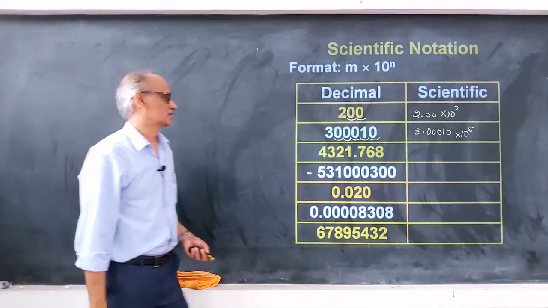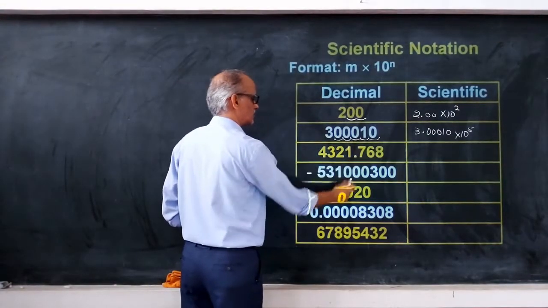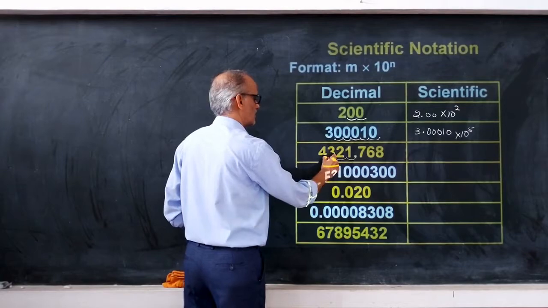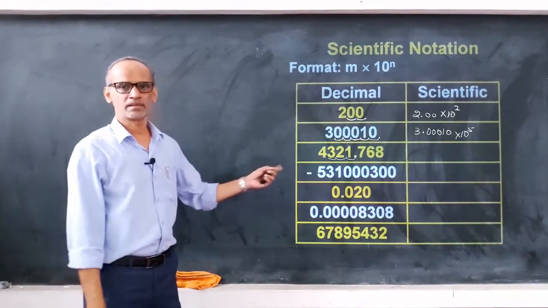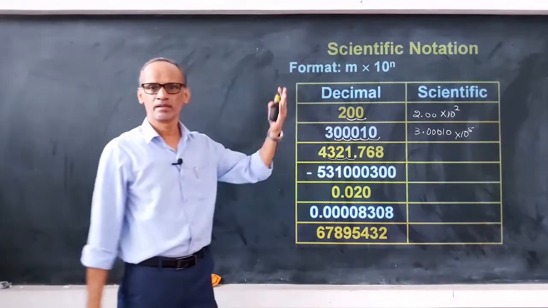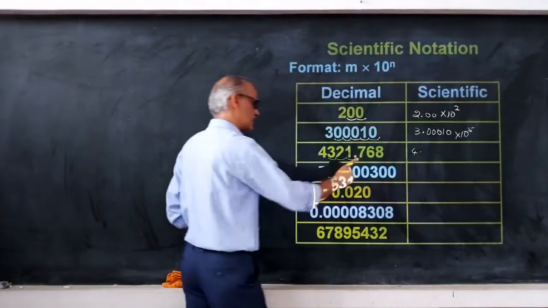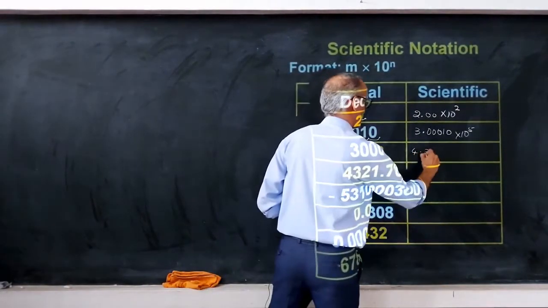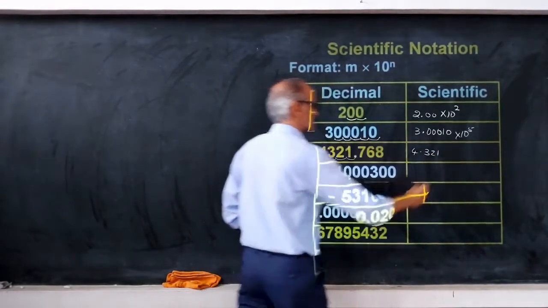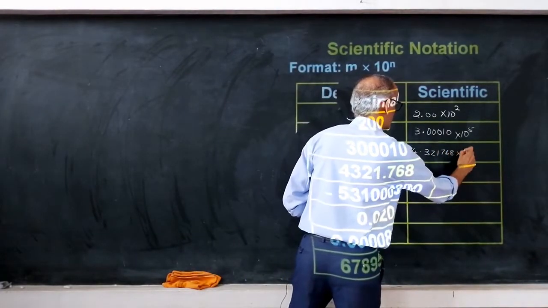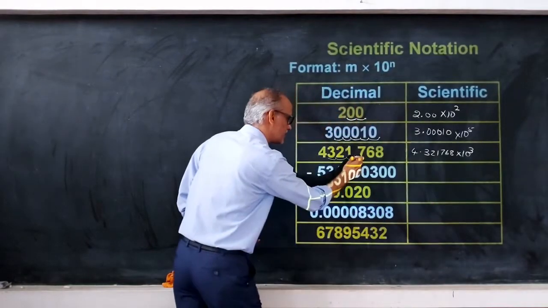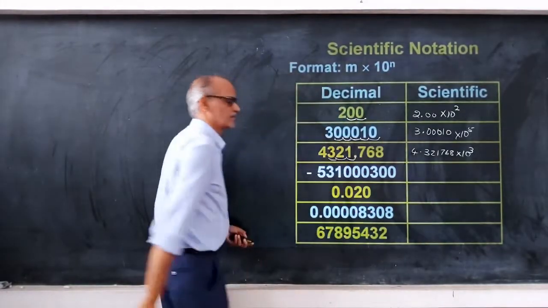Understood? Next, the decimal point is here. Shift it. 1, 2, and then 3. It's a number greater than 1, correct? So the power, 10 raised to the power has to be positive. So 4 point, write all the rest of the digits. 3 to 1, 3 to 1. And then 768. Into 10 to the power 3 because we have shifted by 3. 1, 2 and then 3.